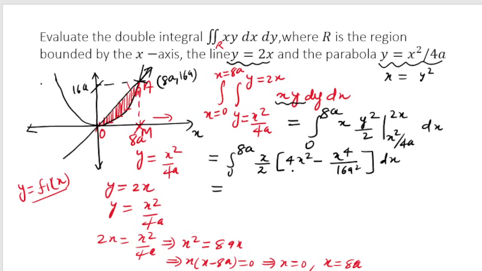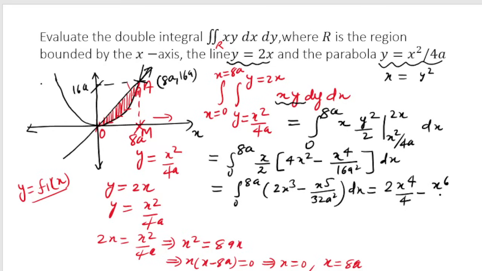Now I need to integrate it further. So I will get x by 2 into 4x square. How much is that? This 4 and 2 cancel. Let me write one more step, otherwise there will be confusion. I will get the first term as 2x cube and the second term will be x to the power 5 divided by 32a square, and then dx. To save space, I am writing over here. So I will get 2x to the power 4 by 4, and minus, it is x to the power 5, so its integration will be x to the power 6 by 6 into 32a square, and the limit of integration will be 0 to 8a.